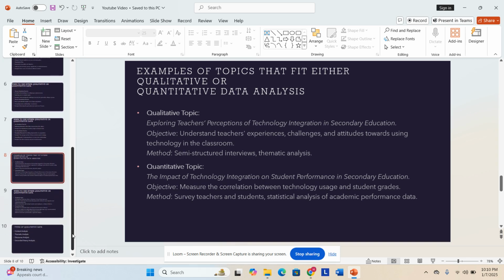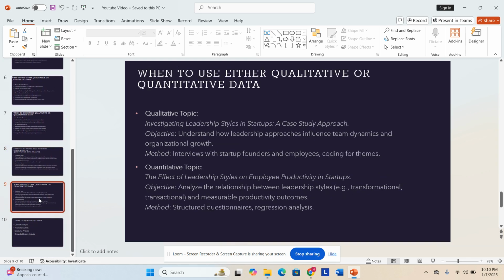All right. And for another qualitative example, investigating leadership styles in startups, a case study. You see, you already said you want to investigate leadership styles. So that means you want to understand how leadership approaches influence team dynamics and organization growth. So with that, you can conduct interviews with startup founders and employees. Meanwhile, this is just an example topic. In an ideal level 7 master's topic, if you give this topic to your supervisor, he is going to say that it's not specific enough.